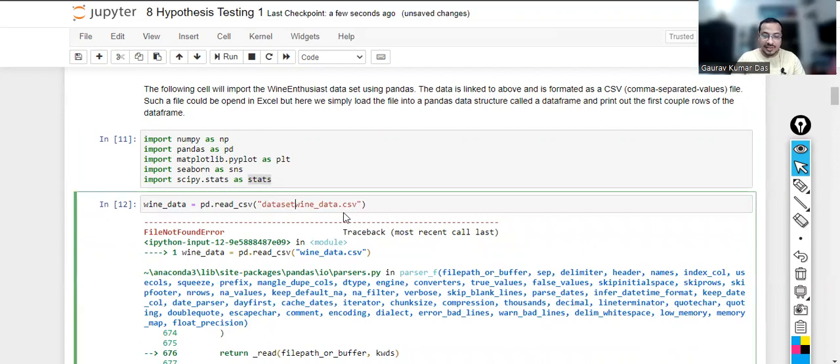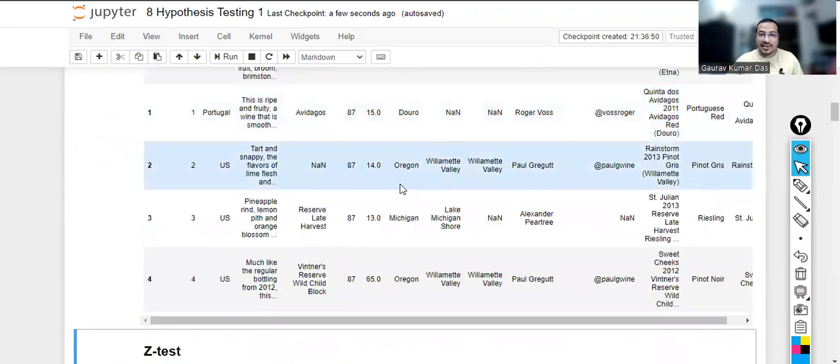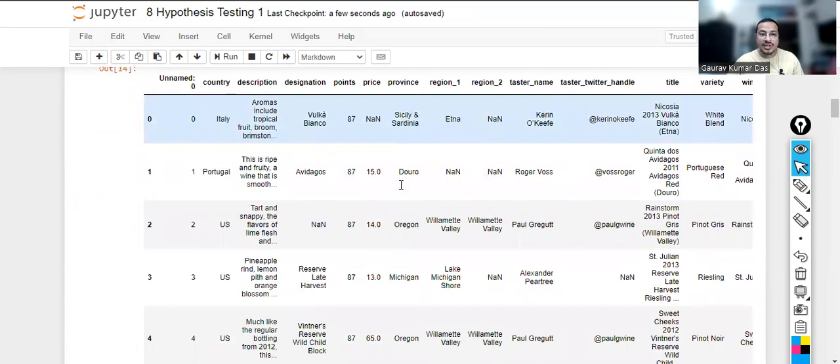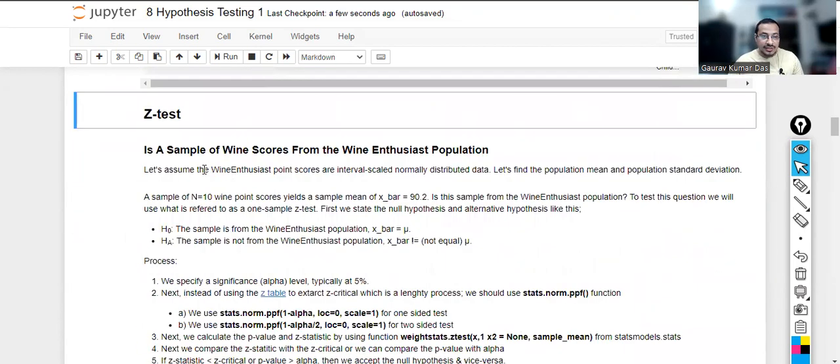So the data set is inside the folder, which is datasets, right? And this is the wine data set, which basically contains the points, or what we call the score given by individual wine tasters to different wines, okay? And the question is a sample of wine scores from the wine enthusiast population. Okay, let's try to understand the problem statement. Let's assume that the wine enthusiast point scores are interval scaled, normally distributed data. Let's find the population mean and population standard deviation.